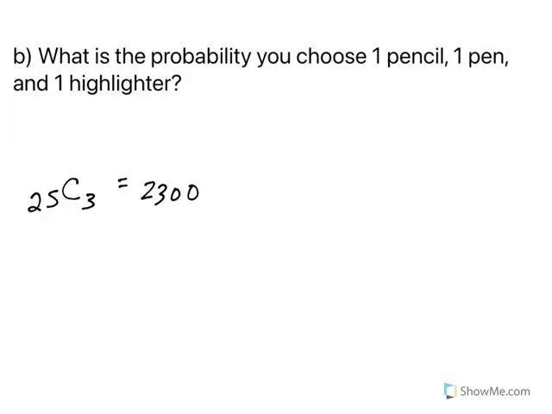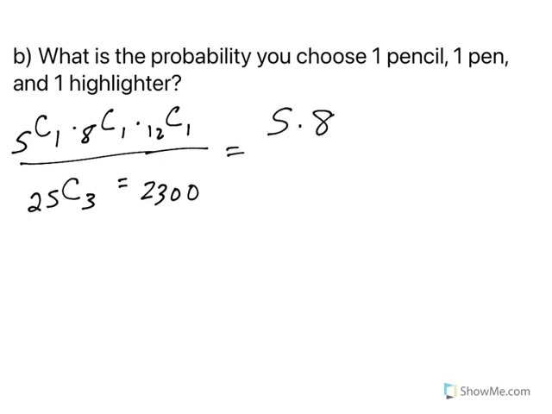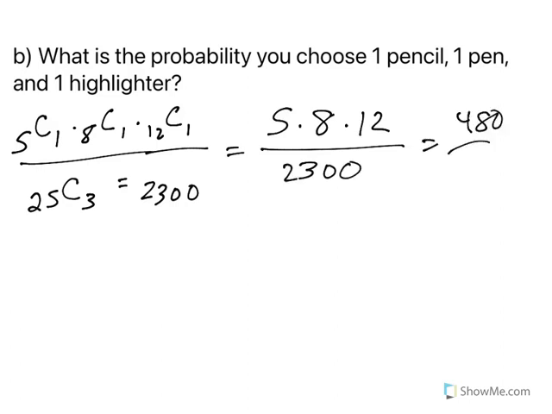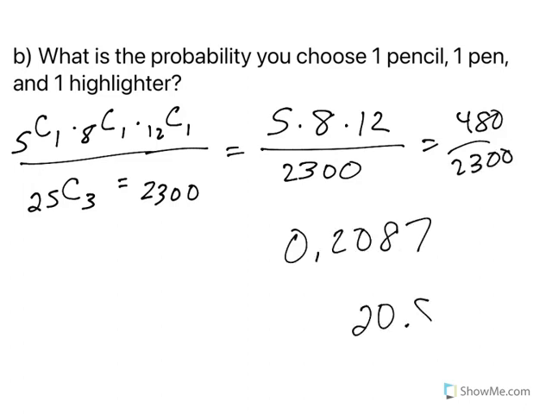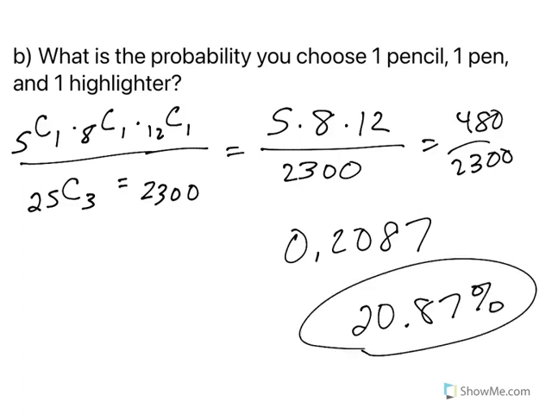Now, in the top, out of 5 pencils, we want 1. Out of 8 pens, we want 1. And out of 12 highlighters, we want 1. So 5 choose 1 is 5, 8 choose 1 is 8, and 12 choose 1 is 12, all over 2300. So 5 times 8 times 12 gives me 480, divided by 2300, and we end up with 0.2087. So roughly a 20.87% chance of grabbing 1 of each. And that's computing probability involving permutations and combinations.